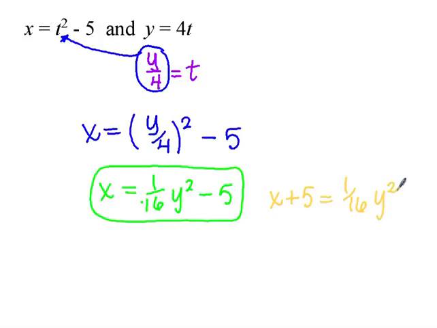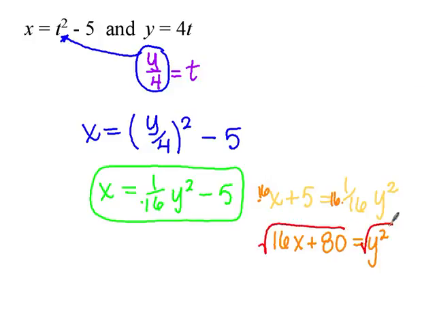What you would do then is do what? Multiply by 16, very good. So you would end up having 16x plus 80 equals y squared. And then to solve that for y, take the square root. The important thing to remember is both the positive and the negative: y equals plus or minus the square root of 16x plus 80. Okay, so anyway, either of those would be acceptable.